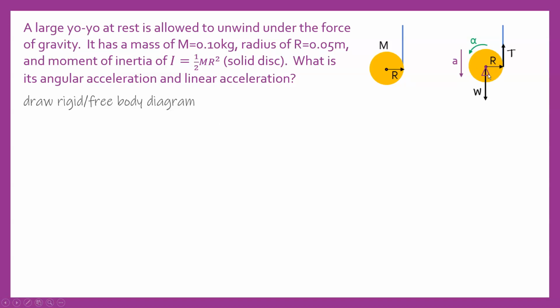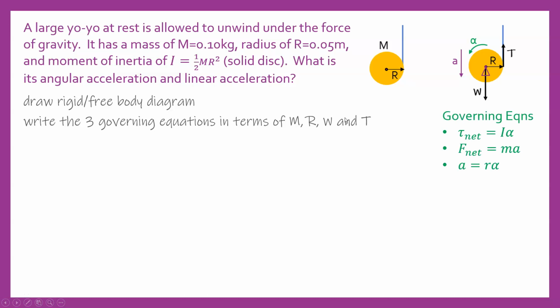First, we want to draw the rigid free body diagram, and so over here we are showing the axis of rotation, we're showing the levers. Of course, the weight is acting at the center of mass, which is also the axis of rotation. So this weight has no lever, but the tension of this string does have a lever, and it's equal to the radius of the yo-yo. Next, we want to write the three governing equations in terms of our specific values, and so we come up with these three equations.